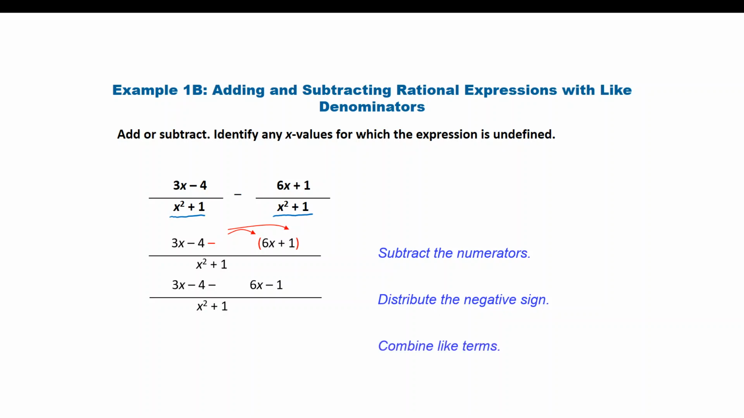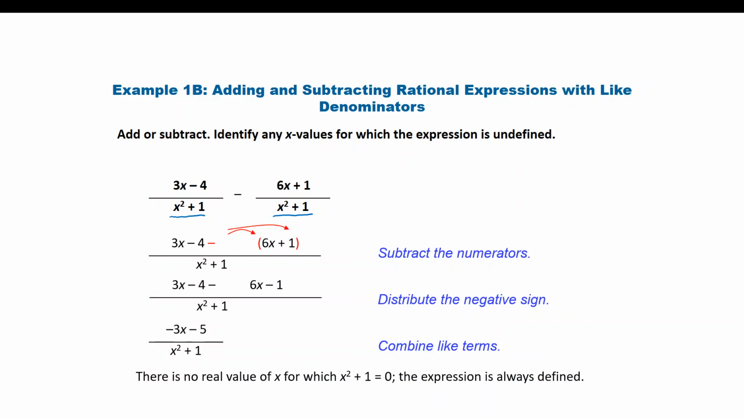All right, so then once we combine all of our like terms, we get 3x minus 5 over x squared plus 1. And so now all we have to do is check. And notice that it says there's no real value for x for which x squared plus 1 equals 0.